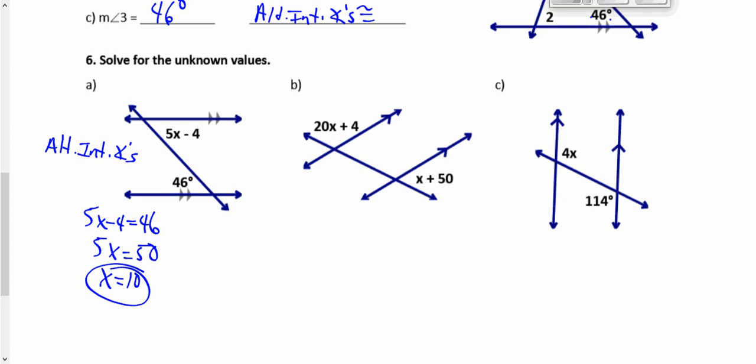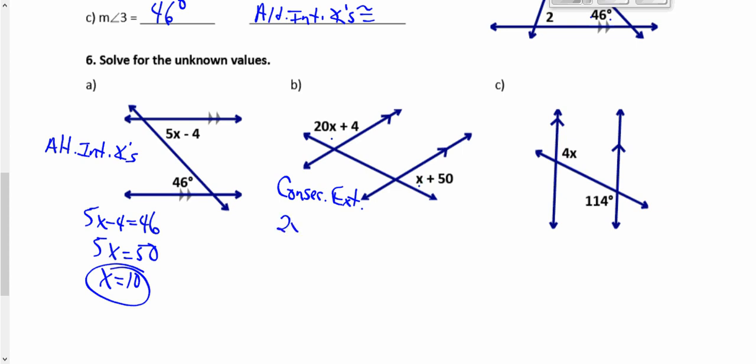What's the angle pair here in B, by the way, guys? Which angle pair are these? Not the alternate, they can't be. They're on the same side, right? Consecutive exterior. And what do you know about those angle pairs if the lines are parallel? They add to 180. So what's the equation for this one? This thing and that thing add to 180. What's my equation?